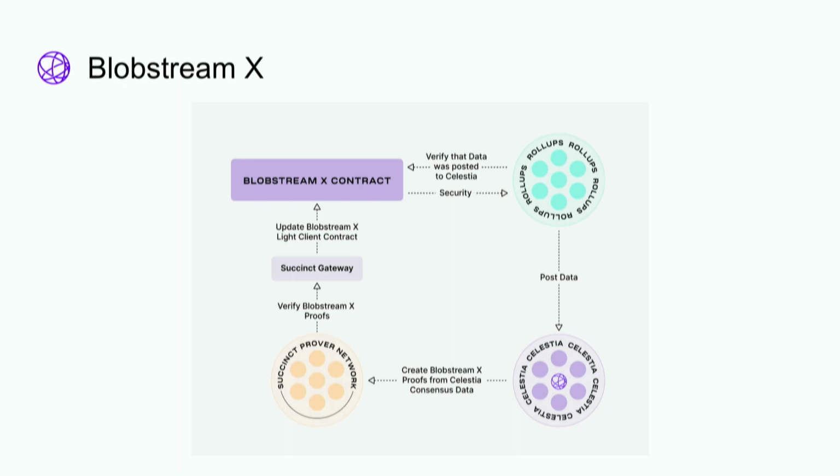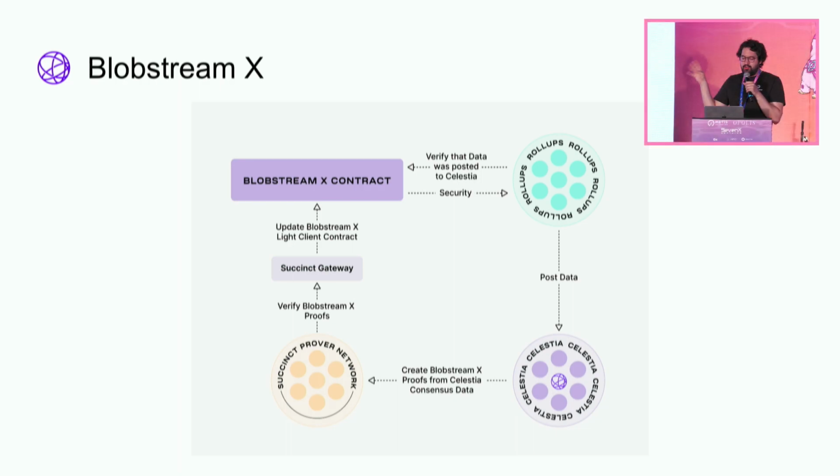This is where Blobstream X comes in. This is an improvement to Blobstream that uses none other than zero knowledge proofs, the thing that everyone has been hyped about for years. And you actually verify EdDSA signatures inside the ZKP so that they don't have to be verified in the EVM directly. Essentially, you're running a ZK light client of Celestia in this case.